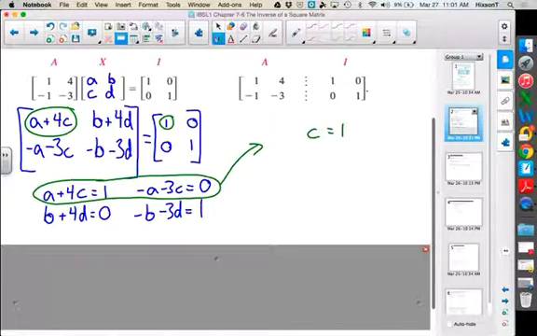So we add these together, we get C equal to 1, which means A has to be what? C is 1, A has to be negative 3. Okay? So we have 1 and negative 3.